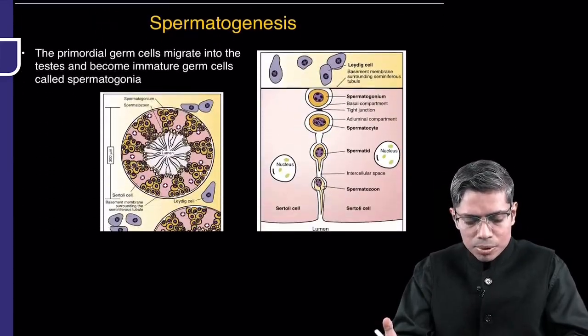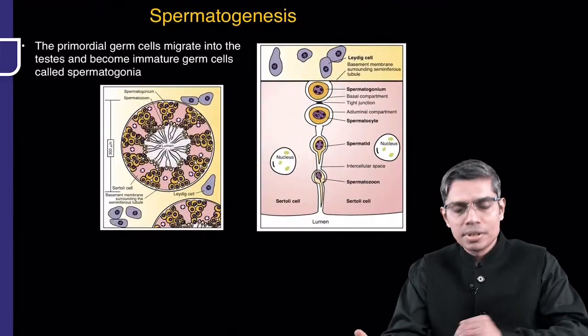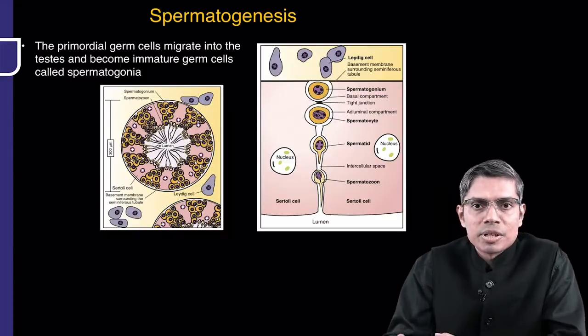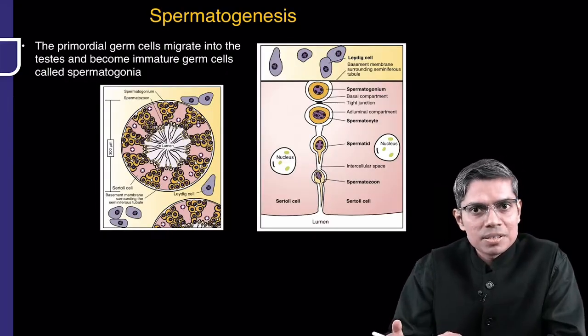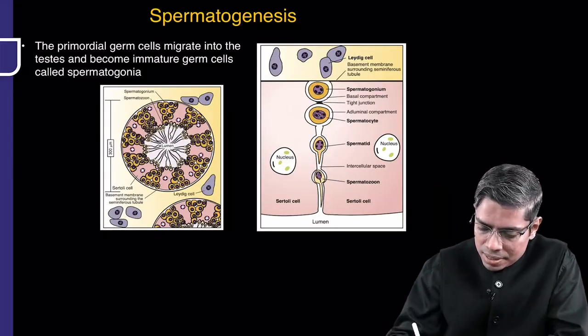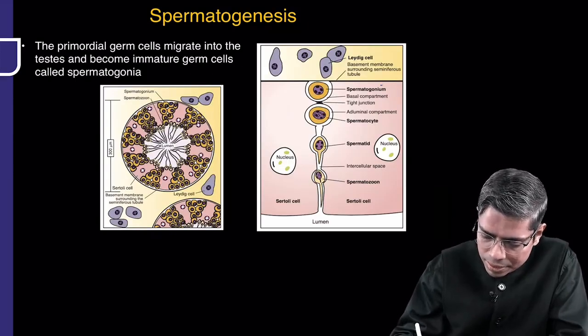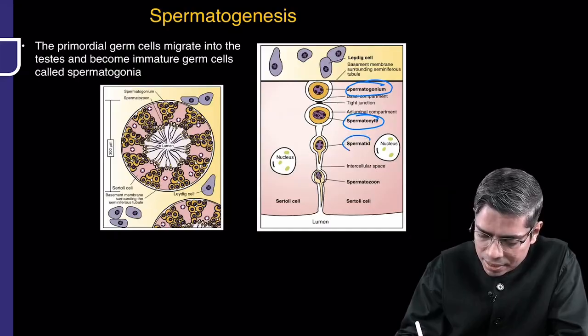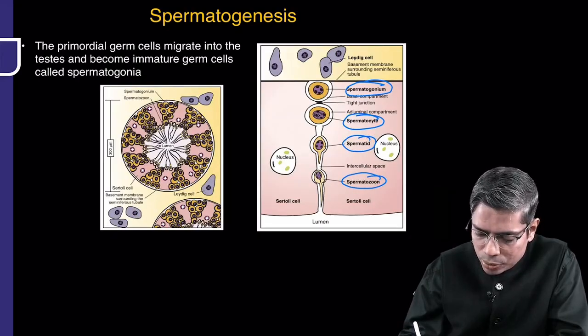Now I believe all of you know this process from your plus 2 level knowledge or from your PMT knowledge also, that spermatogenesis is occurring inside the seminiferous tubule. And what are the different stages? The spermatogonia cell, spermatocyte, that is primary and secondary, then spermatid, then spermatozoa.